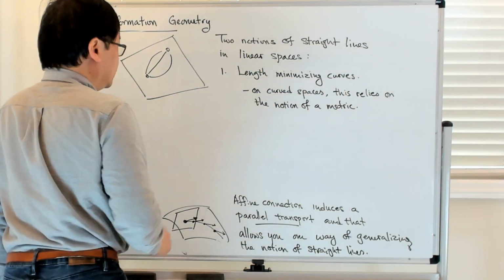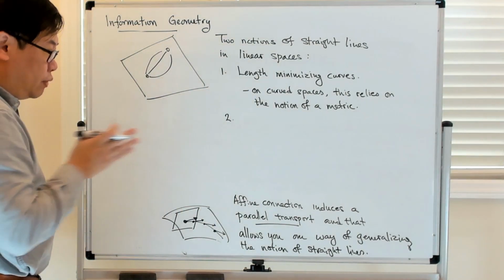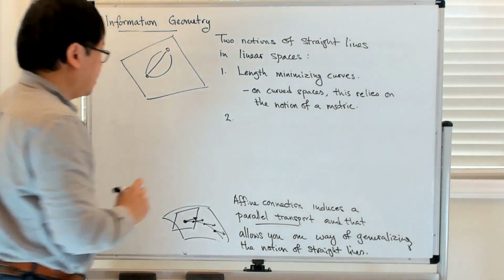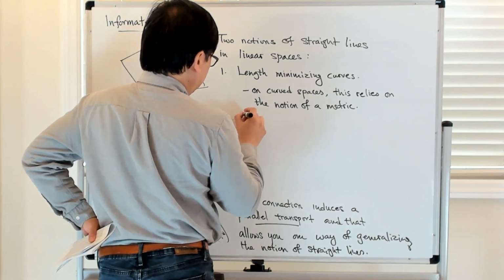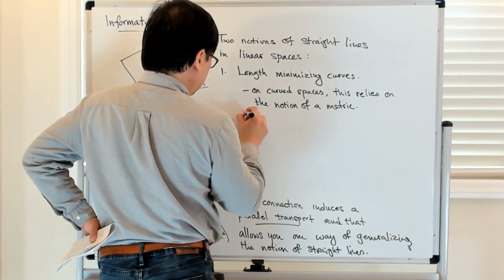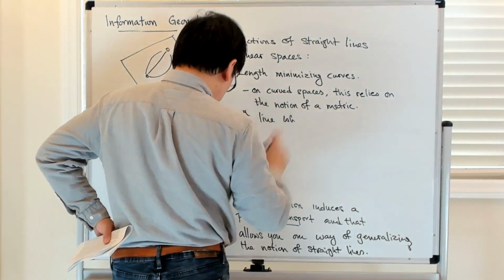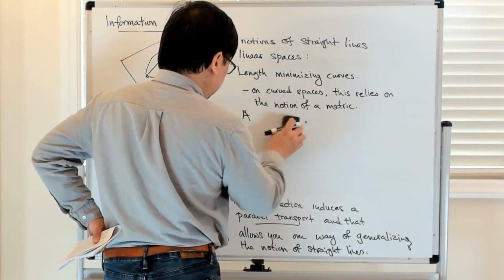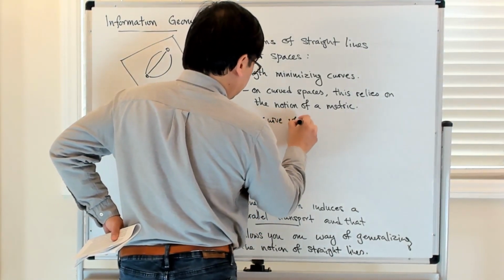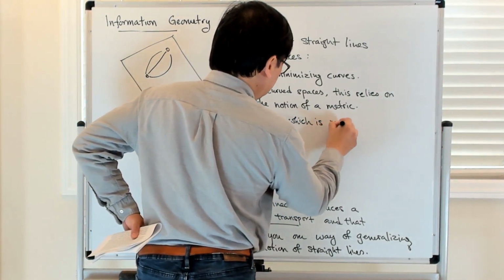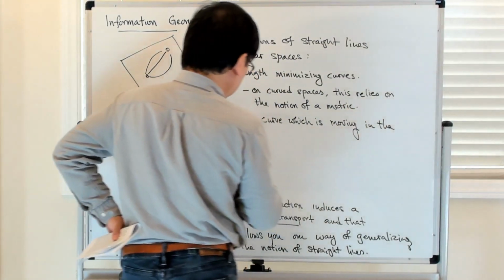All right. So the other way to do this is that you're always moving in the same direction. So a straight line is something where, so it is a line or curve which is moving in the same direction all the time.